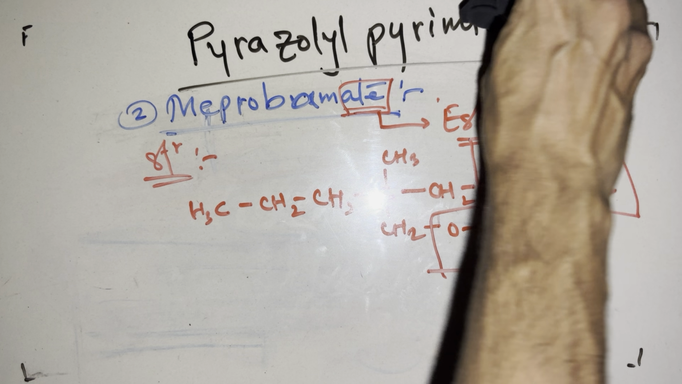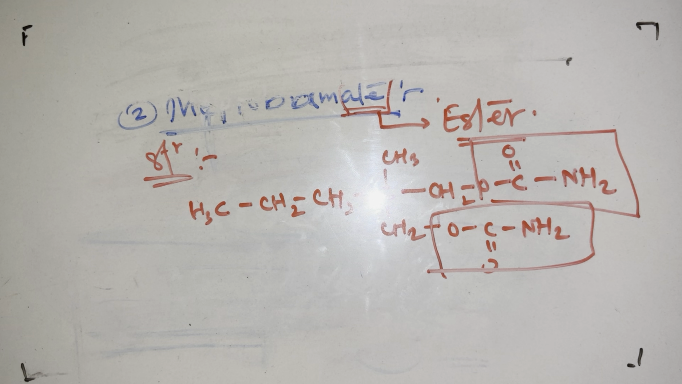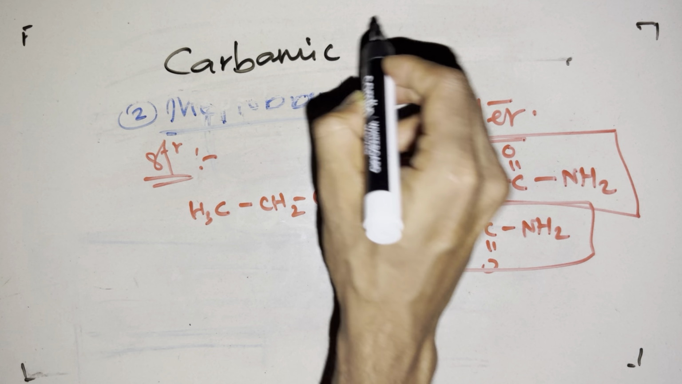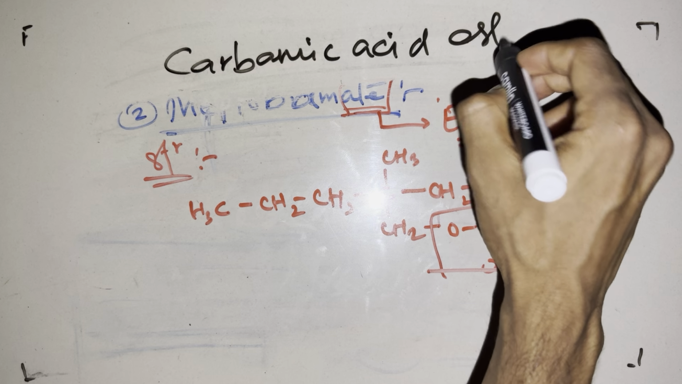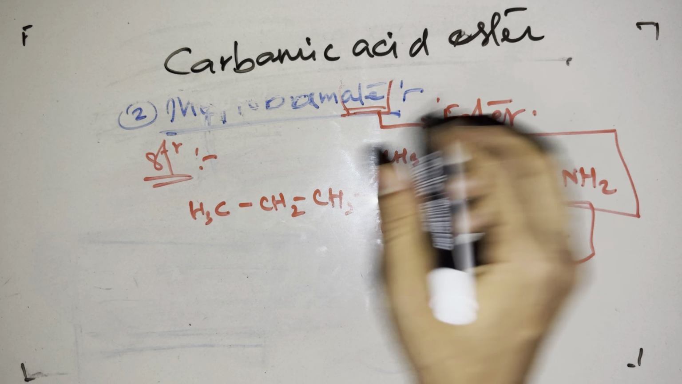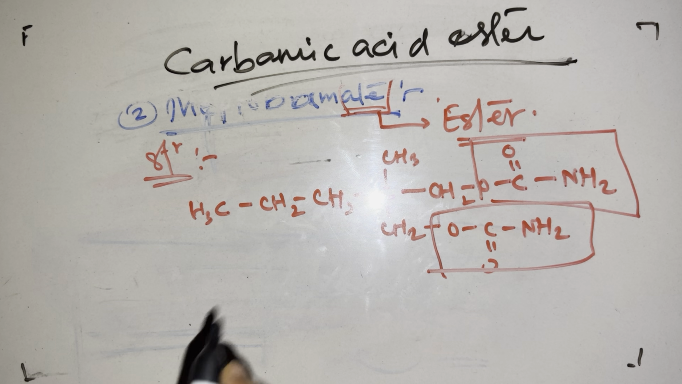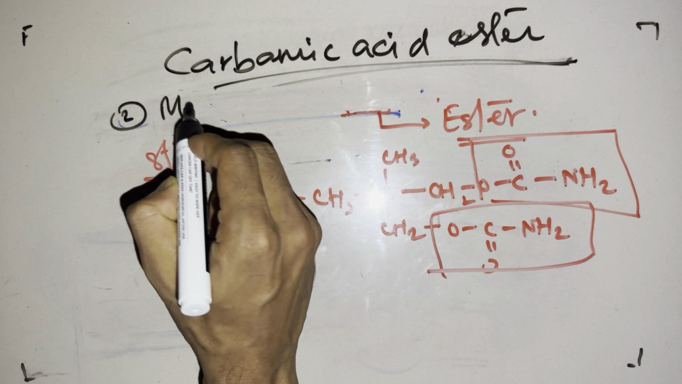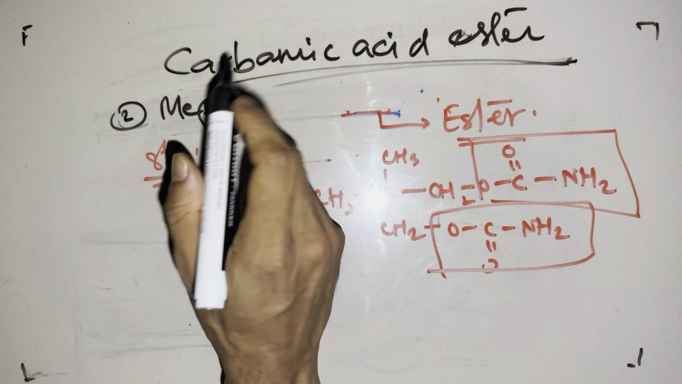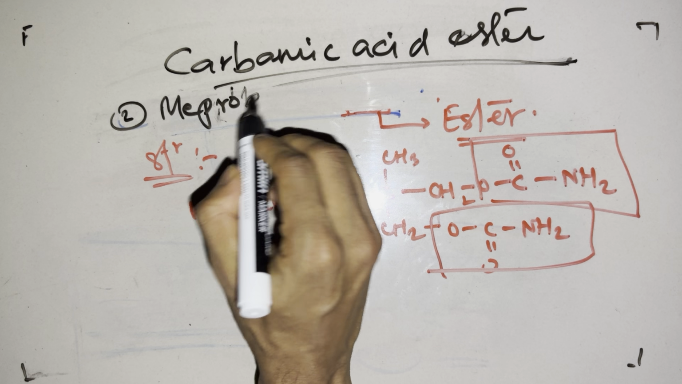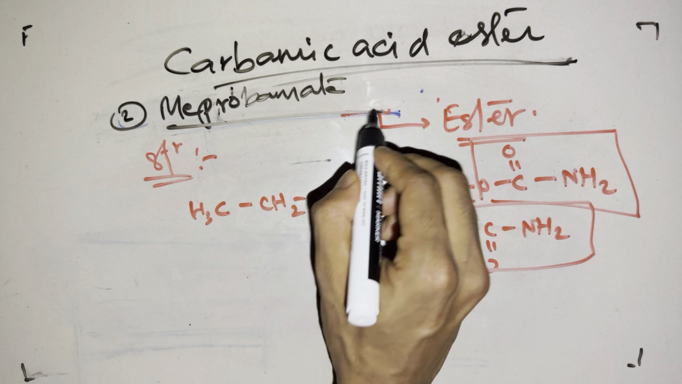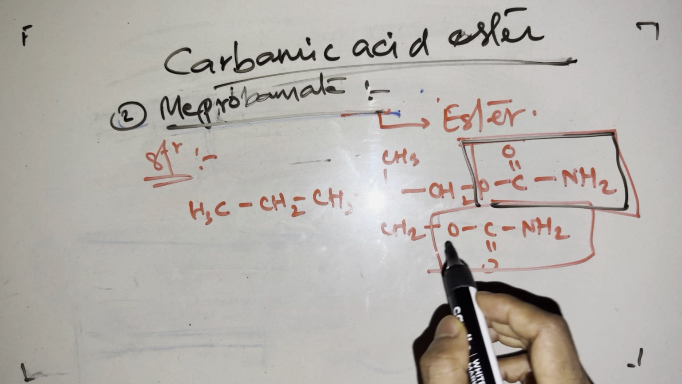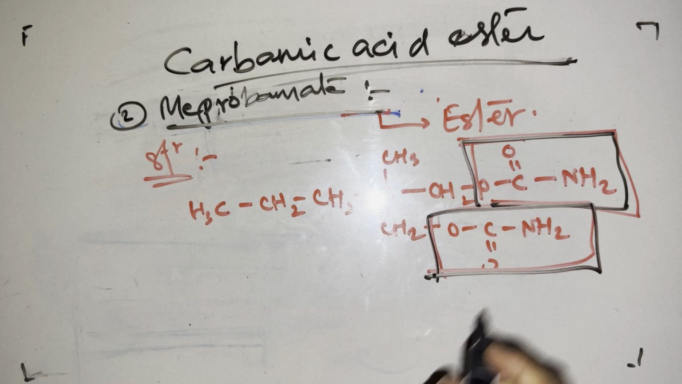Sorry, I forgot to tell you, this is not pyrazolyl pyrimidine. Now we are studying about carbamic acid ester. This is carbamic acid ester, and the name of the carbamic acid ester is meprobamate. Okay, so these two are the carbamate groups.